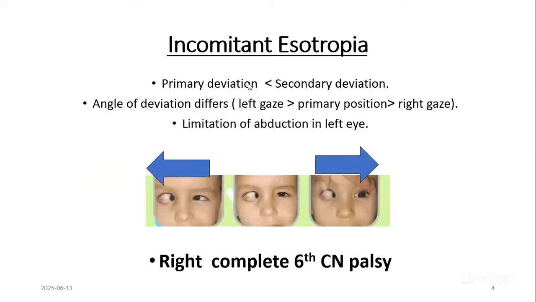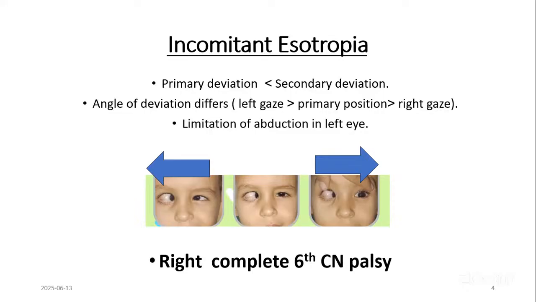In incomitant esotropia, we have primary deviation and secondary deviation. Usually the secondary deviation is larger than the primary deviation. So how do we measure the primary deviation? We do the cover and uncover test. Okay, prism cover test. Yes, you will do the alternate prism cover test to measure the angle of deviation.